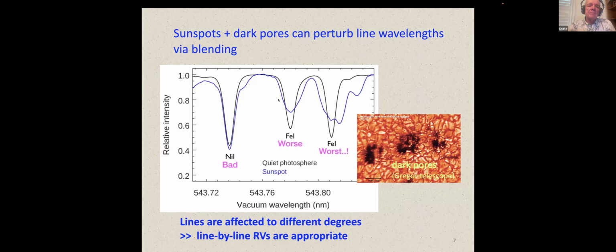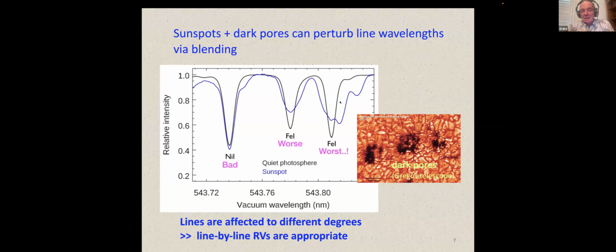The nickel line on the left, you can see that now the sunspot in this spectrum, it's a whole sunspot. The blue curve is the entire sunspot. In the integrated light of the sun, that sunspot is only a small fraction. So you take a small fraction of that blue spectrum and add it to the photospheric spectrum. But when you're trying to measure 9 centimeter per second radial velocity, even a small amount of contamination can be a big problem. The nickel line on the left, that's a bad effect. The iron line in the middle is even worse, and the iron line on the right is really bad.